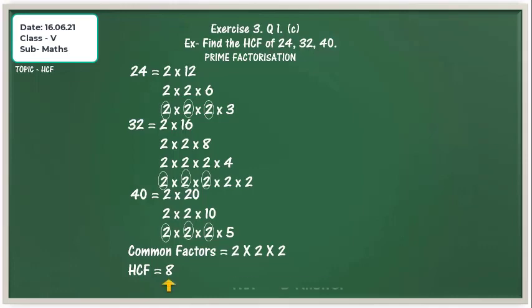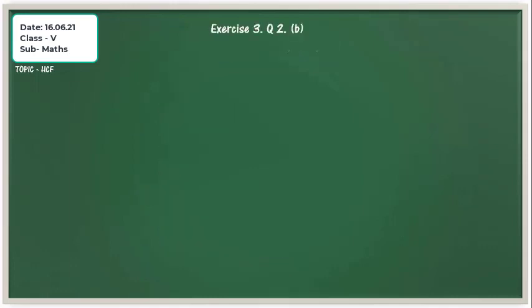Exercise 3, question number 2, part B. Find the HCF of 264, 384 and 842 by long division method. Here you can see that these numbers are large, and we also have to find it out by long division method. So don't be afraid of it. We can do very easily. So what we need to do first is that we have to find HCF of any two of these numbers. So let's do it in a series. First, let us find out the HCF of 264 and 384.